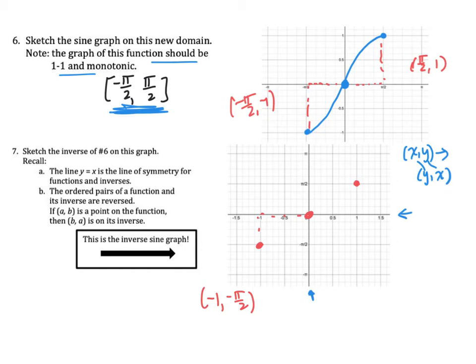Now, how should it curve? That's the question. So it should be curving up and down a little bit, something like that. So this graph right here is the inverse sine graph. This is the inverse sine graph right here in red.